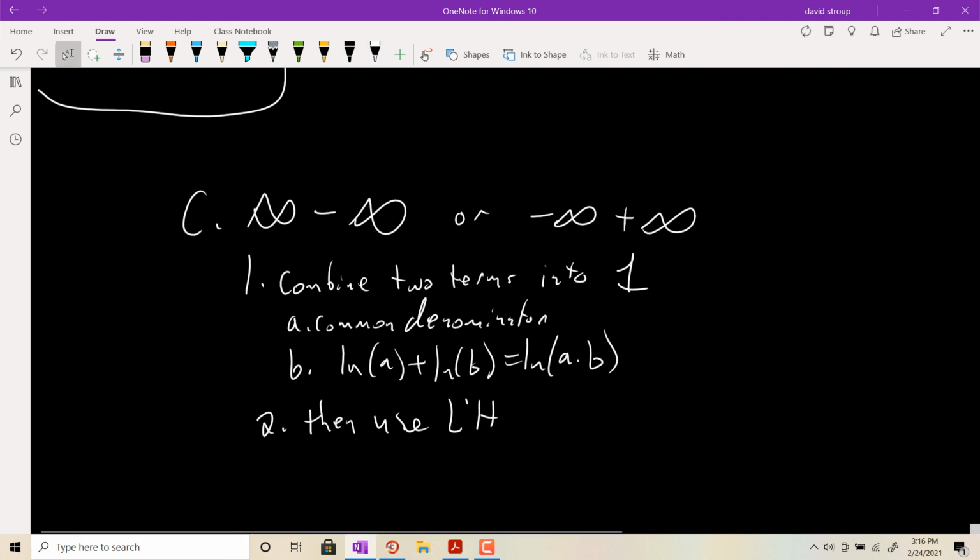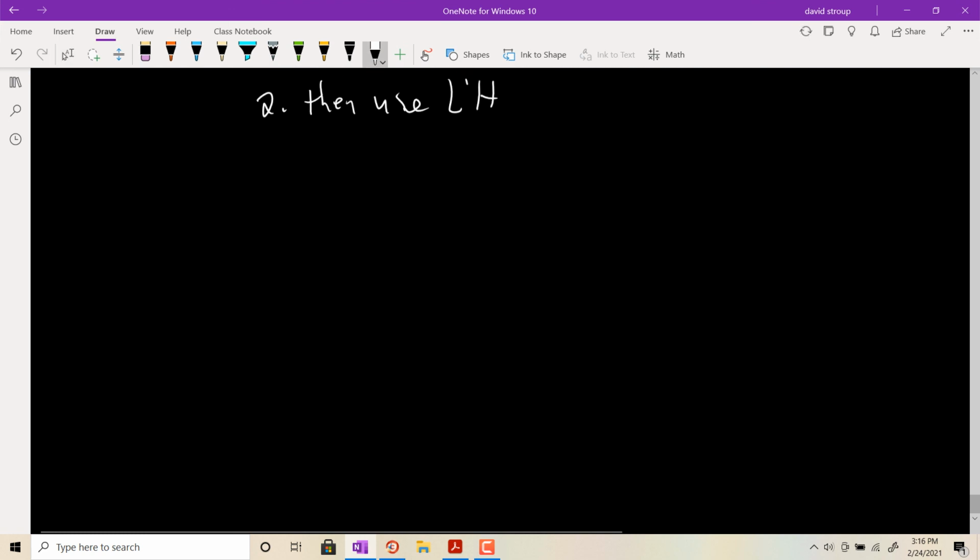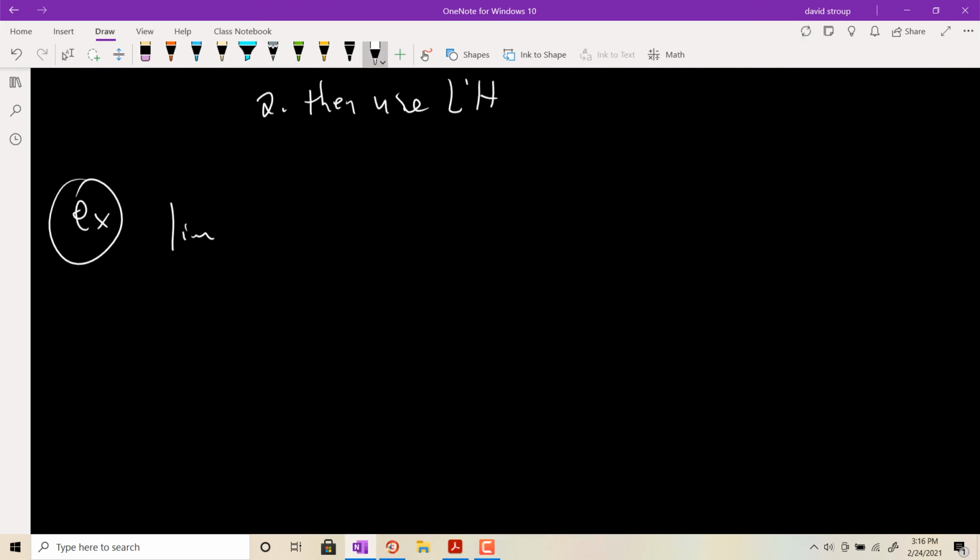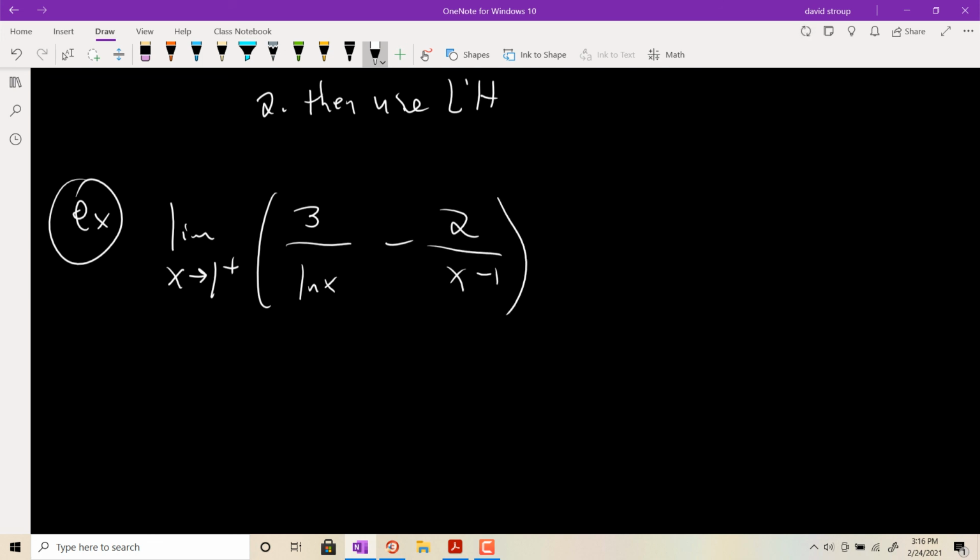Okay, so let's look at one example. We have the limit as x goes to 1 from the right of 3 all over ln of x, minus 2 all over x minus 1. First I'm going to figure out the form.